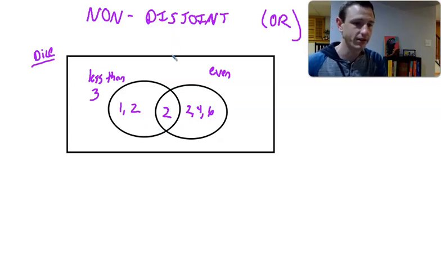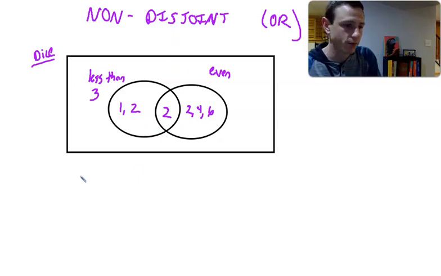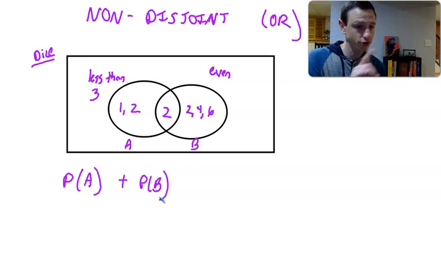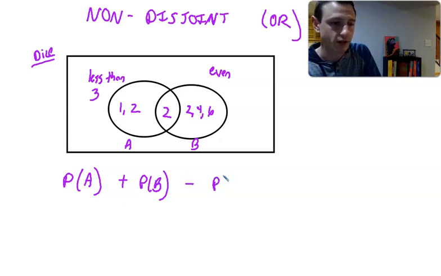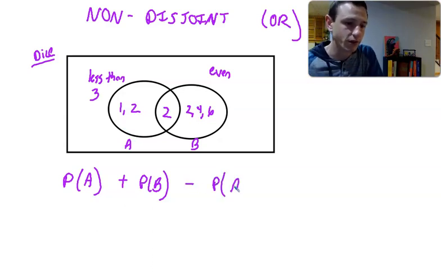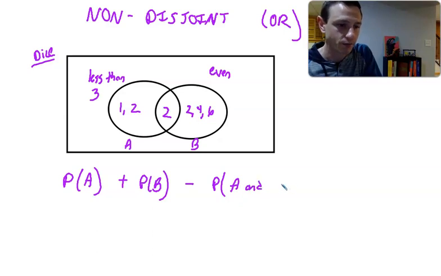And when we have non-disjoint events, the formula that we typically look at is, I'll call this event A, and I'll call this event B. So we have probability of event A plus the probability of event B. And if they are disjoint, meaning there's no overlap, we just have the probability of A plus the probability of B. But in this case, there is overlap between the two events, so we have to subtract off the intersection between the two, so the probability of A and B.